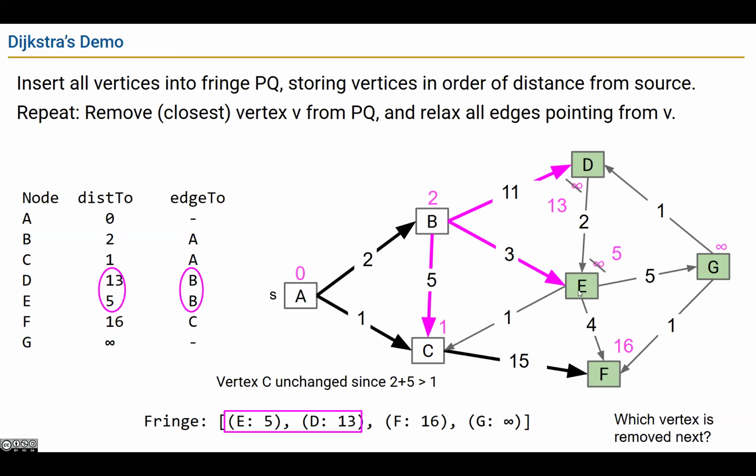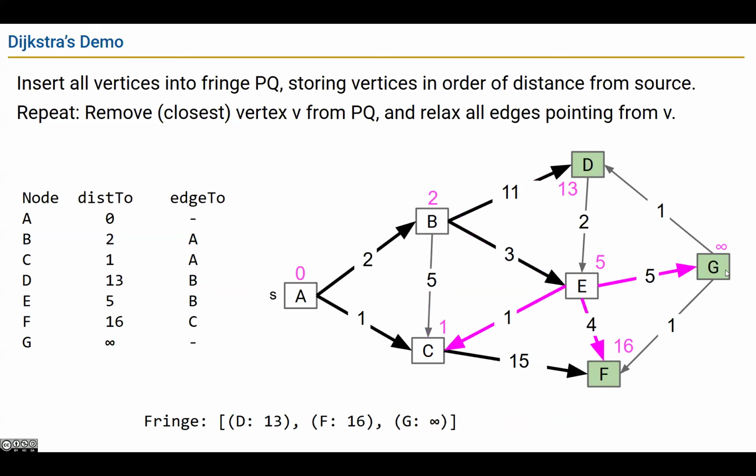All right, what do we look at from here? Or what do we find? F, what's its distance? 9. 5 plus 4, that's 9. G? 5 plus 5, that's 10. Yep. We also find a path back to C, but we don't care about that. We've already found a better path. All right, so what do you look at next?